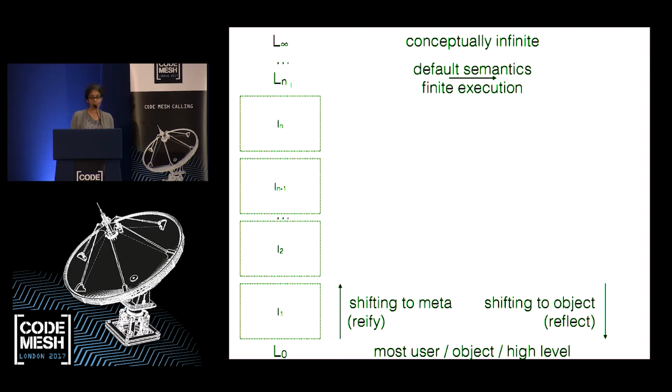Go up and down the tower and look at these steps as reification and reflection. So what we mean then is, in our setting, we'll consider that you can always go up and down dynamically, and you can also make any arbitrary modification at any level.